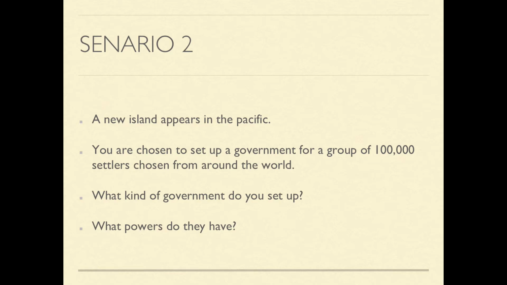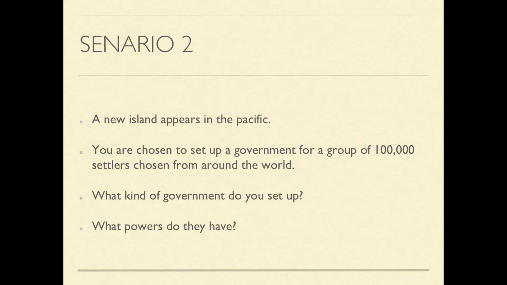Okay, we are back yet again. So what kind of government did you set up? Well, it's an interesting question, right? So do we set up a democracy? I mean, that's the temptation, right? That's almost certainly what the UN would want you to do. But do we set up a democracy? Well, that could be difficult, right?